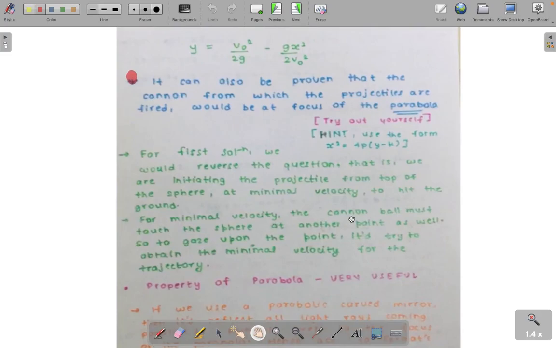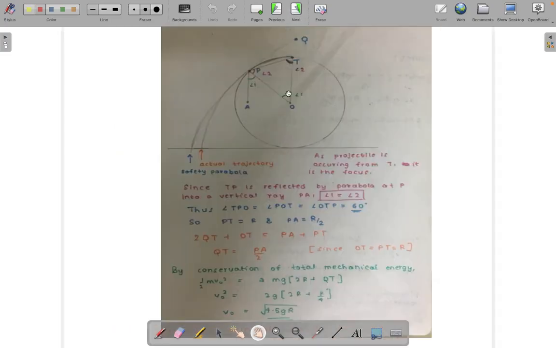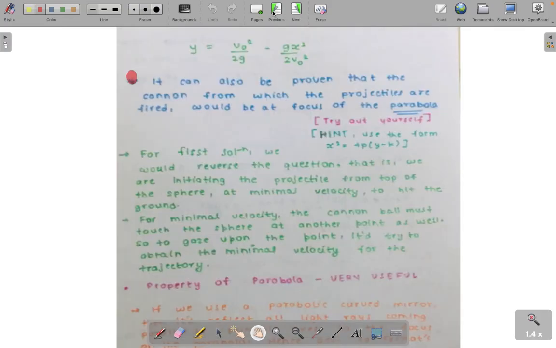For the minimum velocity, the cannonball must touch the sphere at two points. The first is some point on the sphere, and the second is the topmost point. And thus, this cannonball has to graze that point which it is touching. Before touching the topmost point, it has to graze it in order to obtain the minimum velocity for the trajectory.